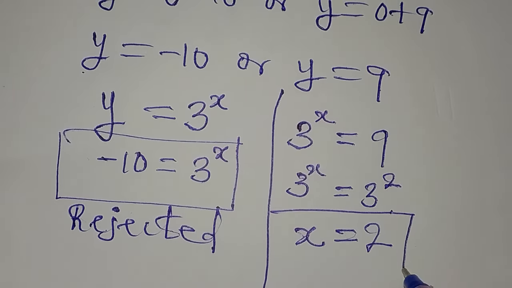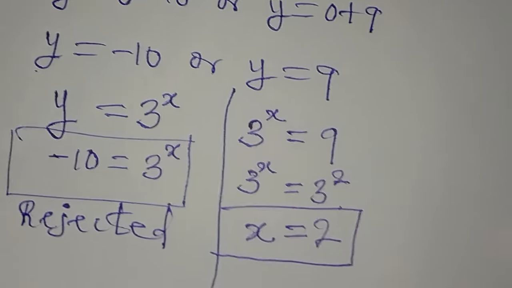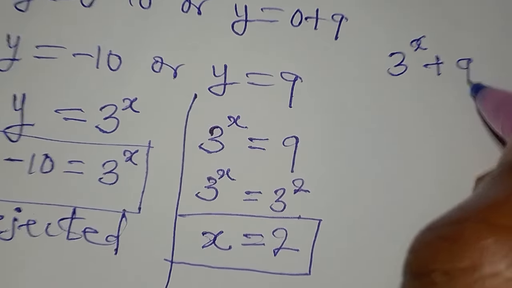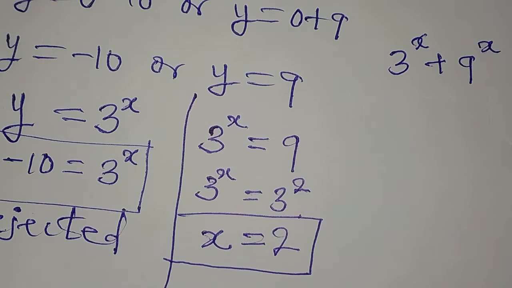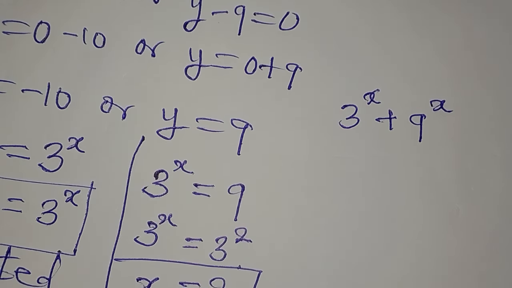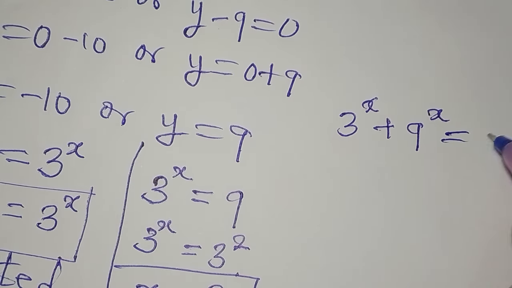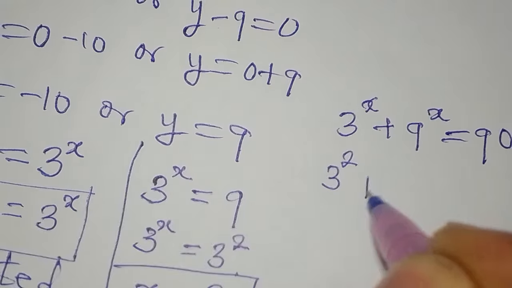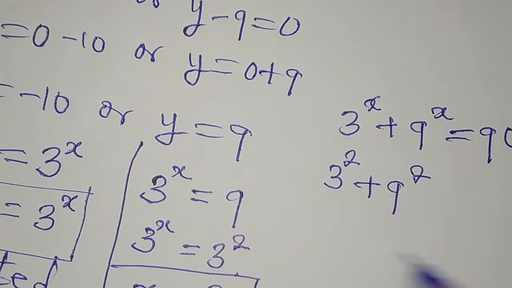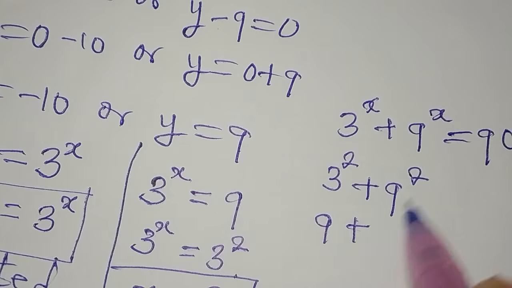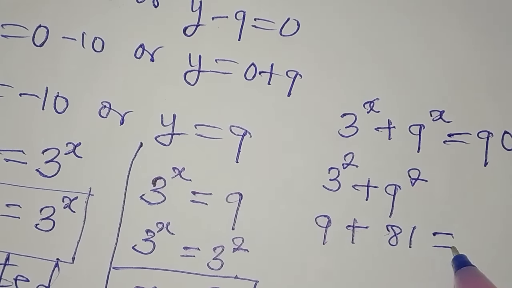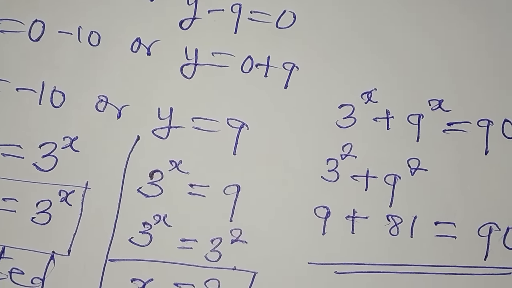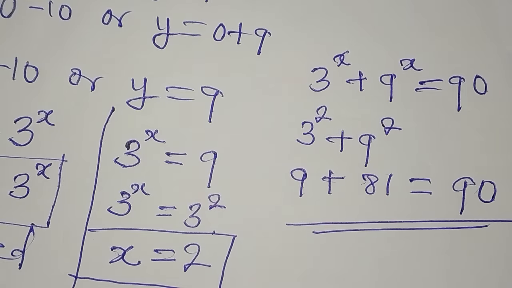This is the real solution to this equation, which is 3 to the power of x plus 9 to the power of x equals 90. So if you put in the value of x now, we have 3 squared plus 9 squared, and 3 squared is 9, 9 squared is 81, and 9 plus 81 is 90. So we are very correct to say that our x is equal to 2.